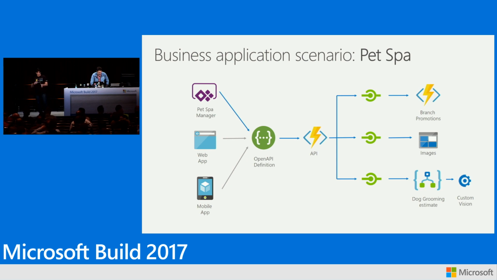And the last thing we're going to do is the dog grooming estimate, where we can take a picture of a dog and estimate how much it costs to groom that dog. And that integrates with external APIs. That's going to be logic apps. So I'm going to show the function first.